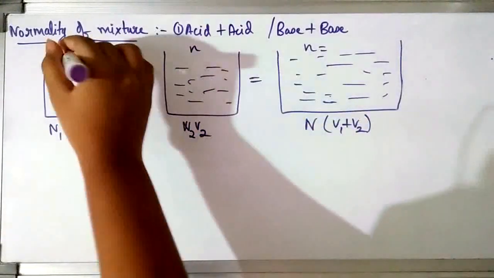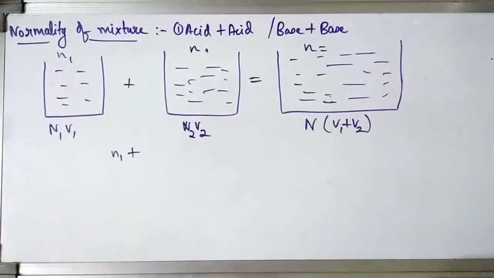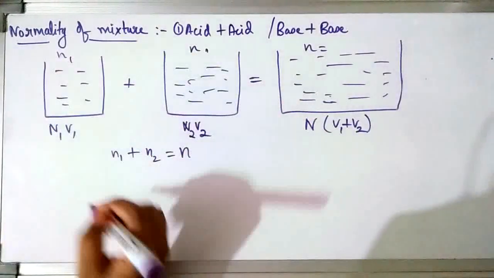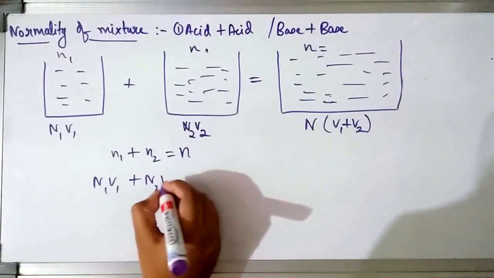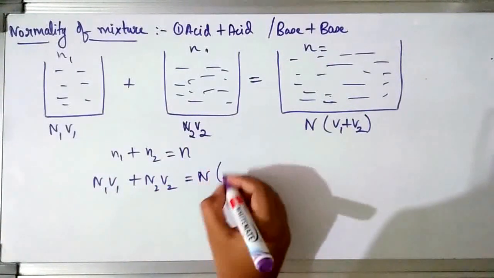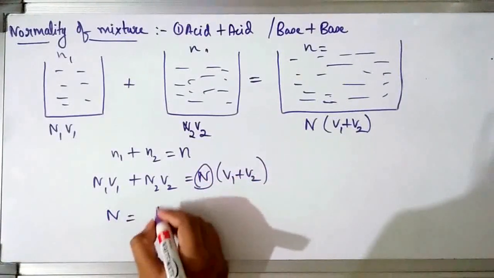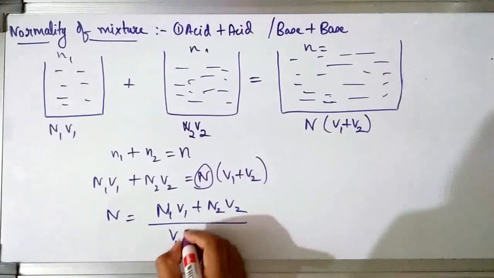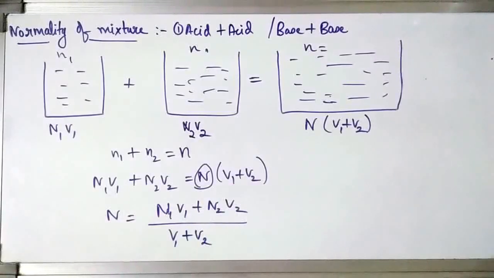Now when we add the gram equivalents of both of them, we get the final gram equivalent. In place of the first we can write N1 V1, in place of the second we can write N2 V2, and in place of the final we can write N into V1 plus V2. From here we can derive N, which will be equal to N1 V1 plus N2 V2 upon V1 plus V2. That is the formula, or you can say the derivation, for finding the normality of the mixture. This is just the same as your molarity.